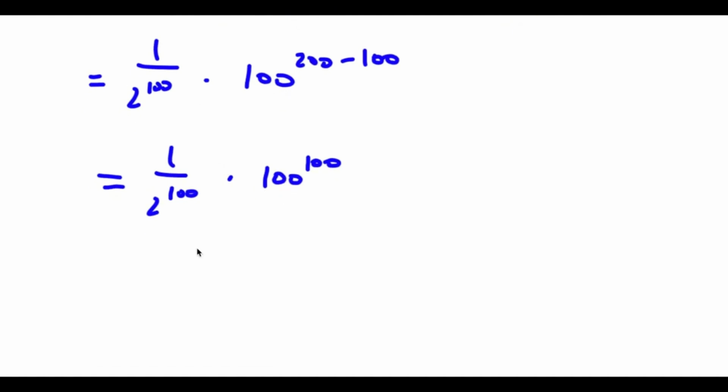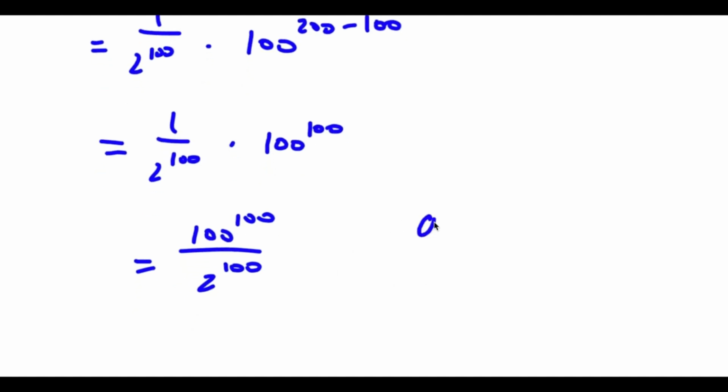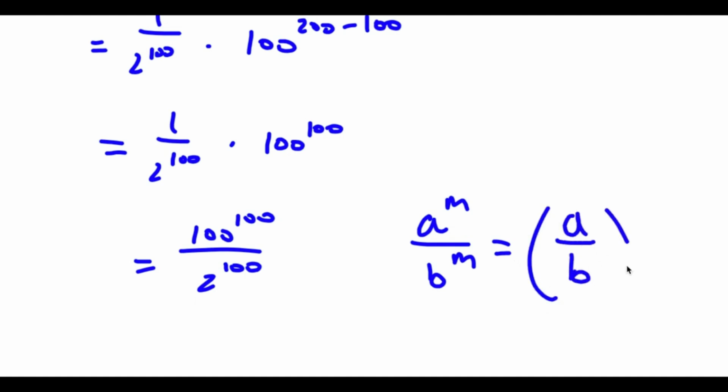Now, we can go ahead and multiply these two again. So now I'll have 100 to the power of 100 over 2 to the power of 100. Now, if I have something in the form a to the power of m over b to the power of m, this is the same thing as a over b to the power of m.